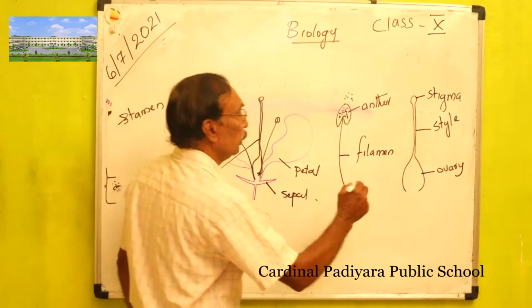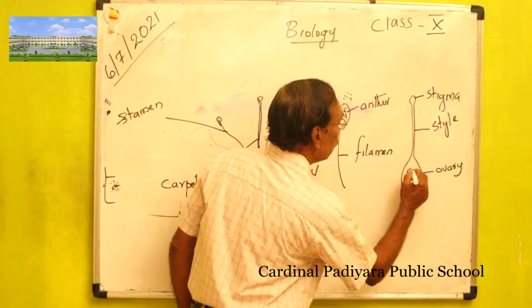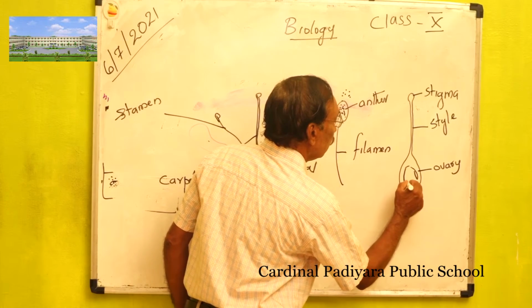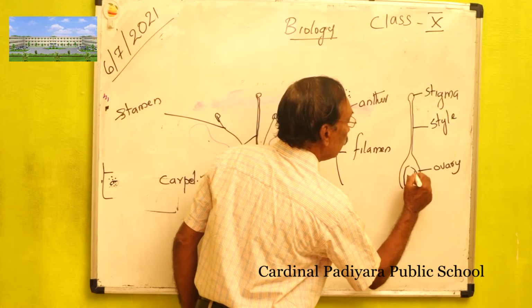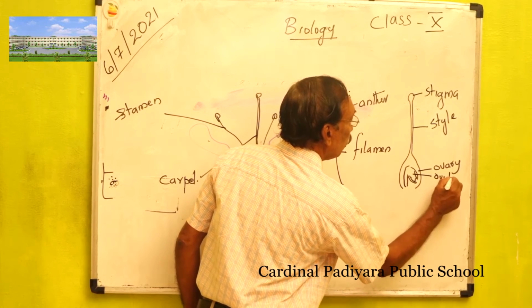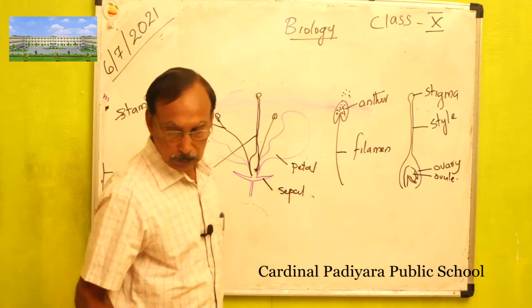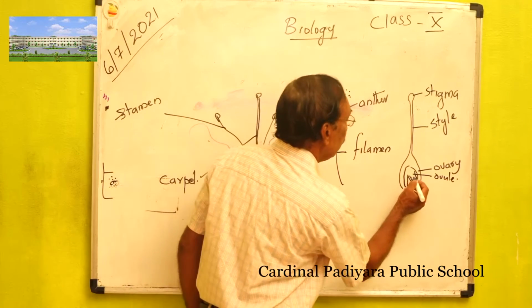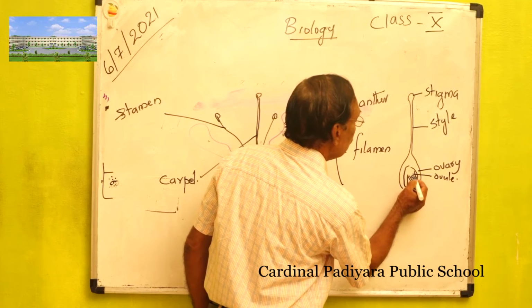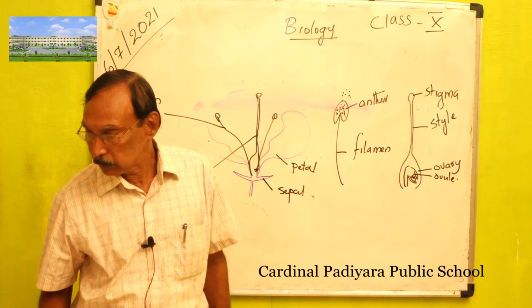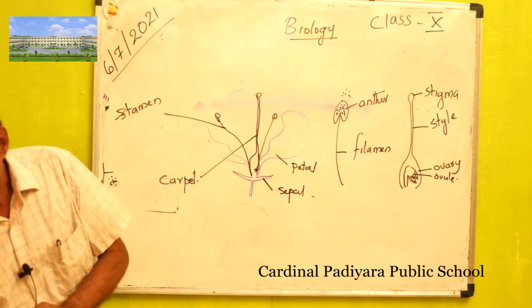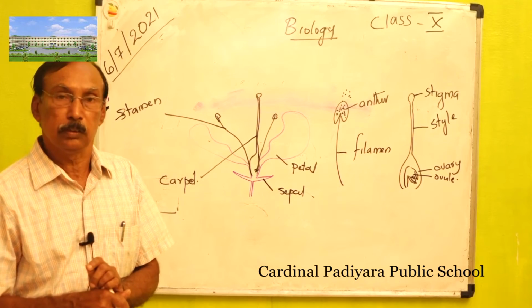Inside the ovary, you can see there is another structure, one or more. This structure is called the ovule. Inside the ovule, the female part is there, and actually that is the female gamete, the ovum or egg.